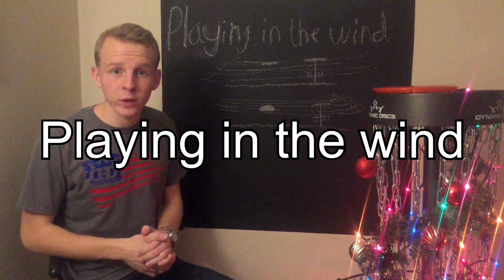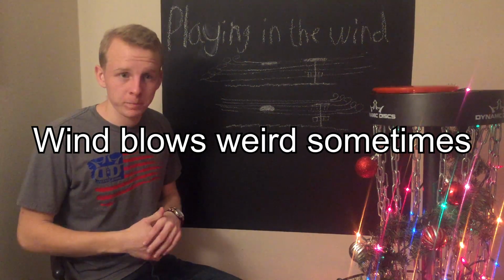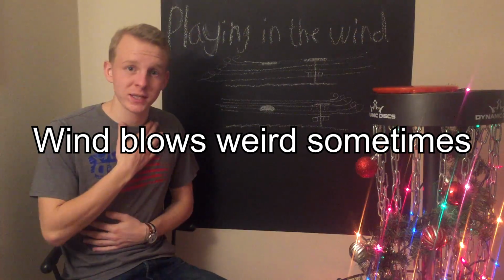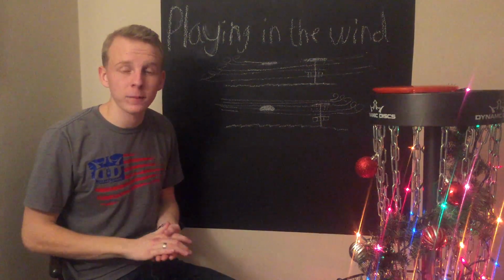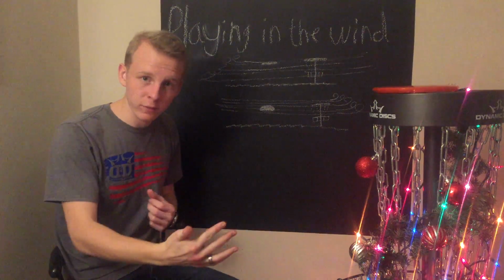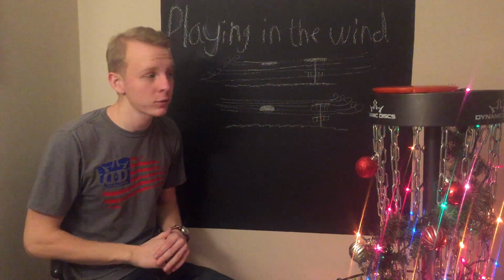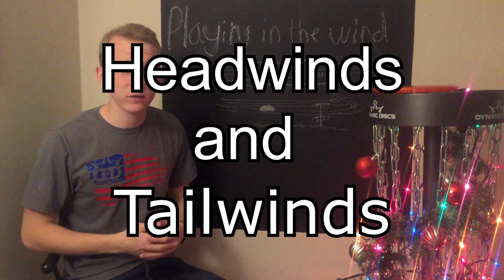First thing to know about playing in the wind is wind doesn't just blow in one direction. It's not always what I just feel from the tee. It's important to look further down the fairways for things such as leaves blowing or the flag on the basket to understand what the wind is doing the length of the fairway, because it can change halfway down sometimes. So first I'm going to talk about headwinds and tailwinds.